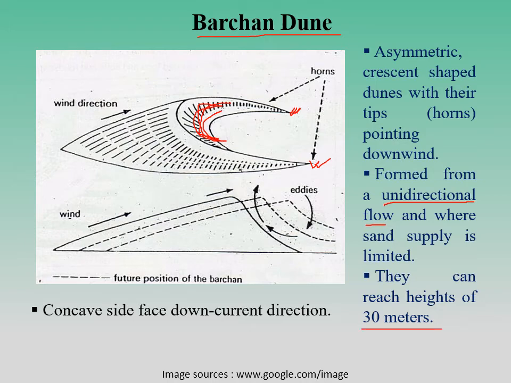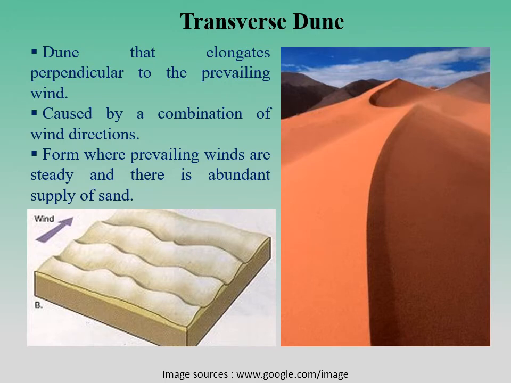The second type of dunes is known as transverse dunes. These kinds of dunes form with unidirectional flow, but in this case, the amount of sand supply is very high. The dunes are oriented or elongated perpendicular to the prevailing wind direction. That is, these high-level points are known as the crest points, and when successive crest points are joined by a line, the line is known as the crest line.